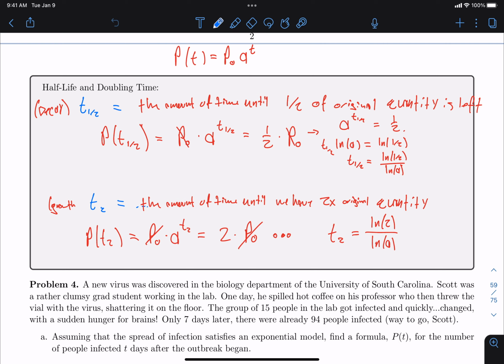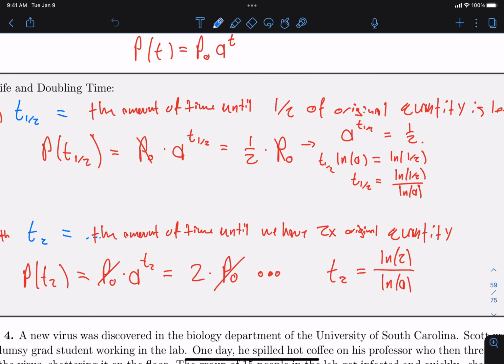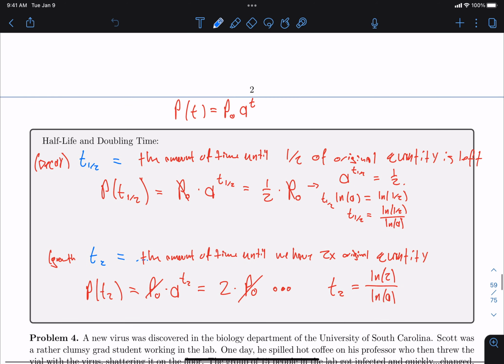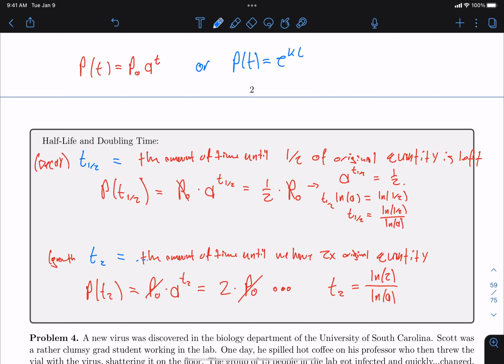The first thing to remember is, of course, we always want to use our exponential function form, which is either going to be P of t equals P naught a to the t, or it will be P of t equals P naught e to the kt. Usually in a half-life problem or a doubling time problem, they will tell you the rate at which something is growing or decaying. Your job is to find out what is the time it will take for that quantity to grow to double what we started with, or half of what you started with if you're decaying. Let's see how that would work.